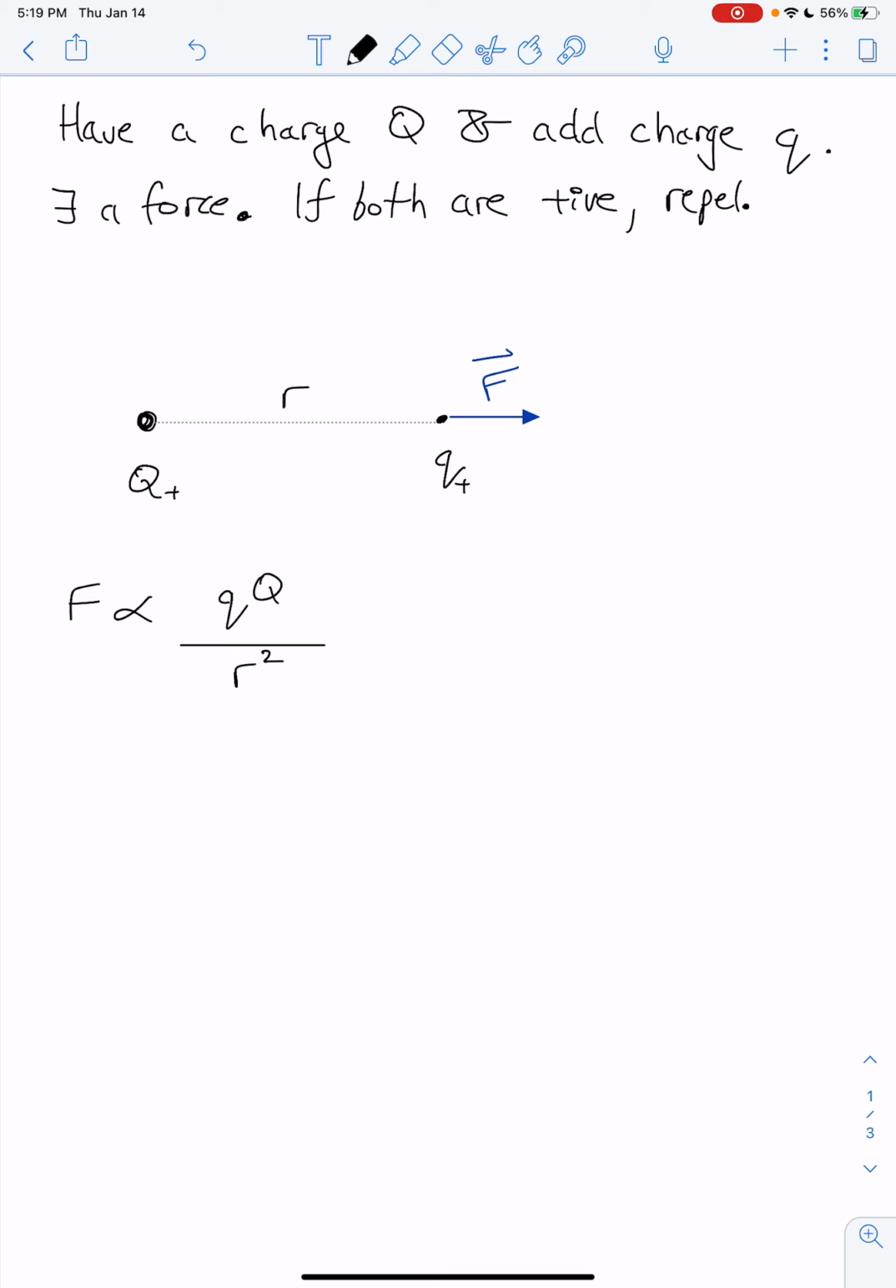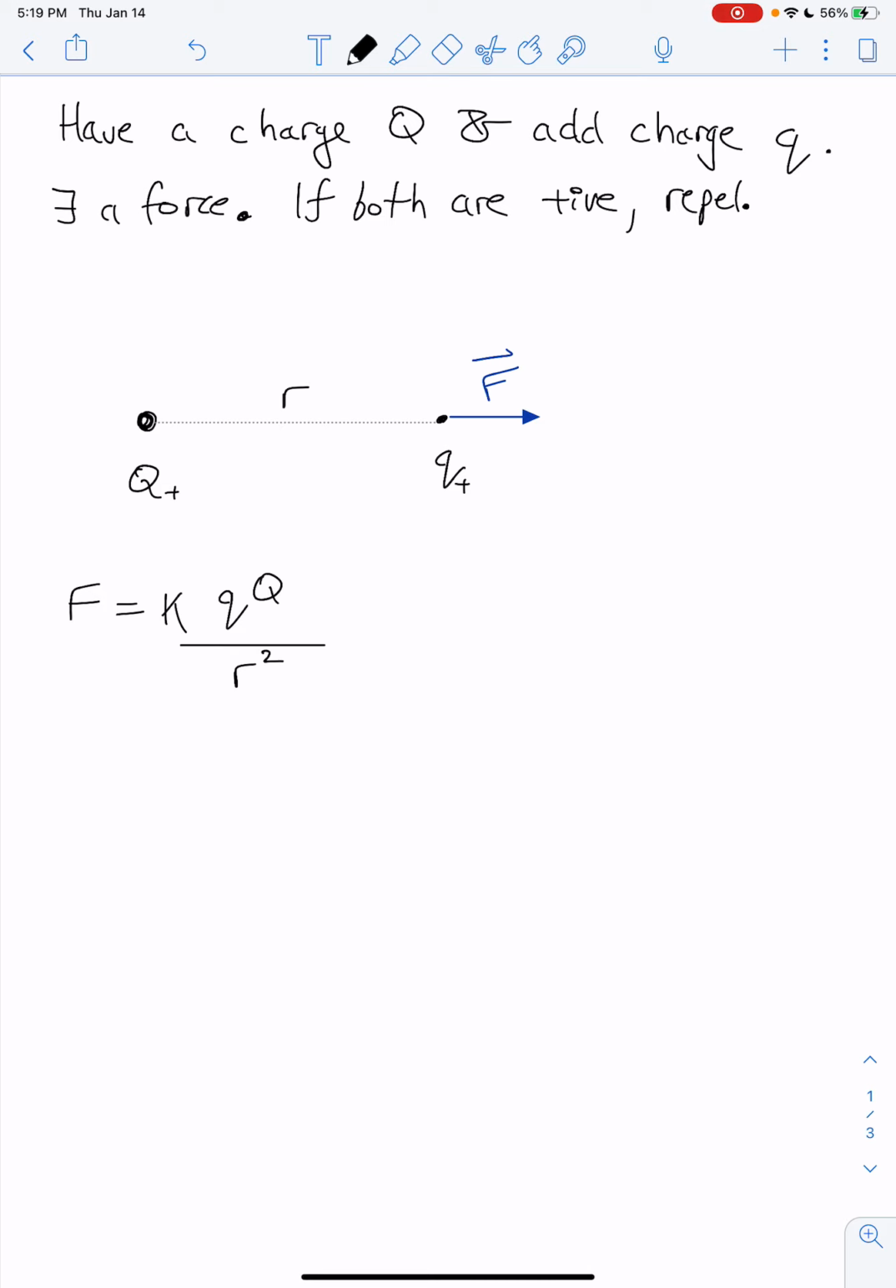If we want to turn this into an equation, then we need it to be exact for the unit system that we use. And so experimentally, we could determine the force, the charges, and the distance, and determine that we have some proportionality constant, and that's K, or Coulomb's constant.